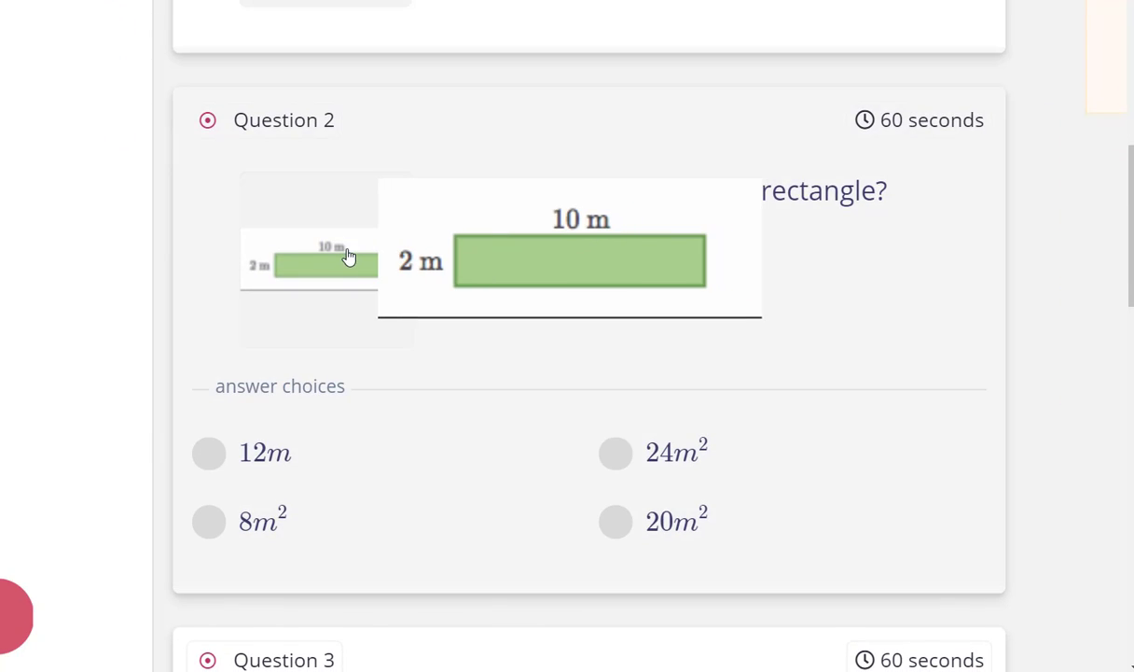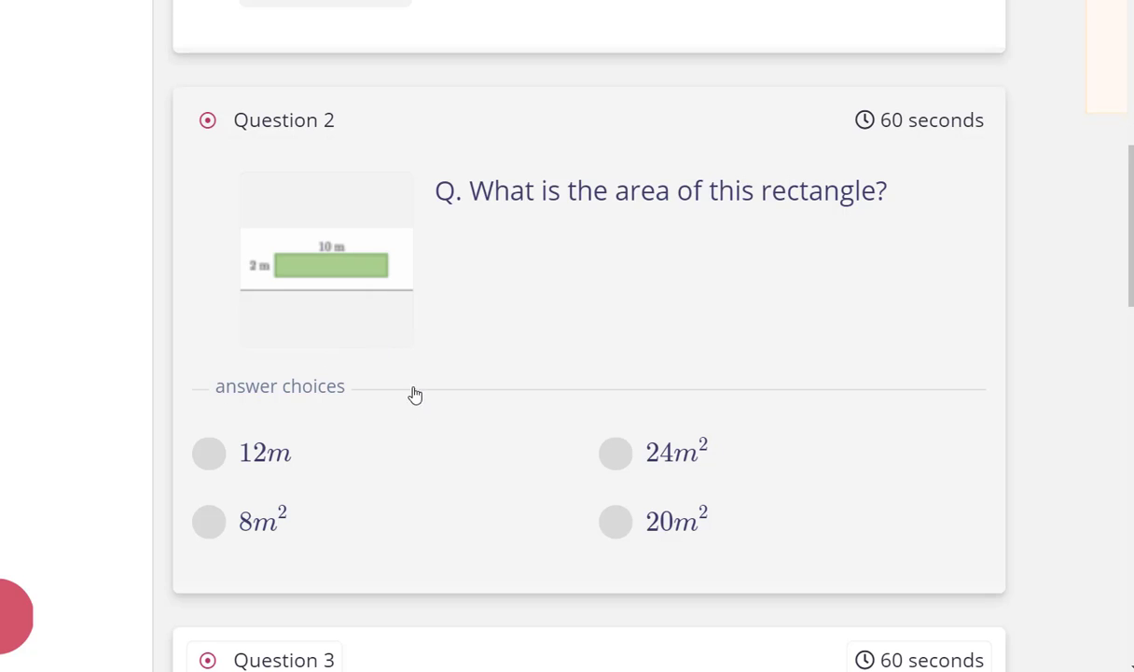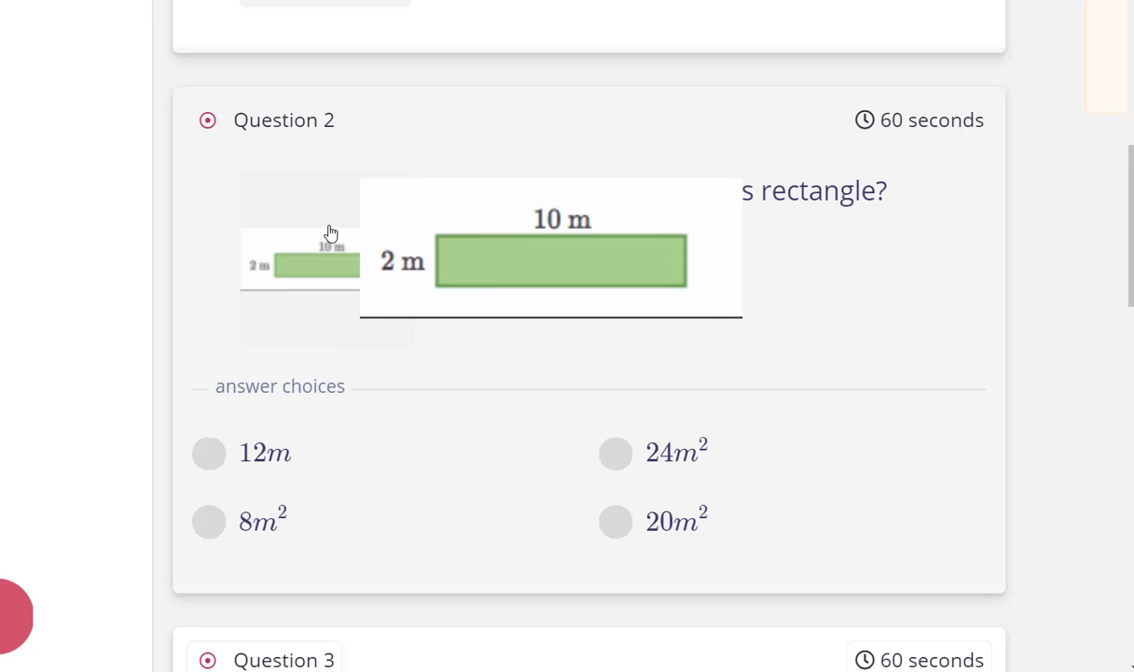Okay, in the next question, what's the area of the rectangle? As you can see, my heroes, this is the rectangle. Ali Din: 20 meters. Excellent. No, not excellent. 20 what? Yes, square meters. So the answer is 20 square meters. Excellent. Thank you, my hero. Great work.